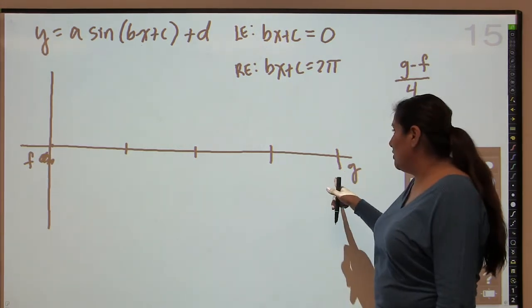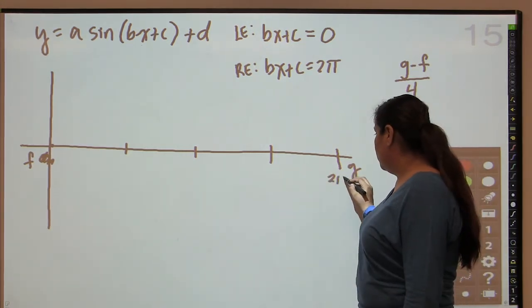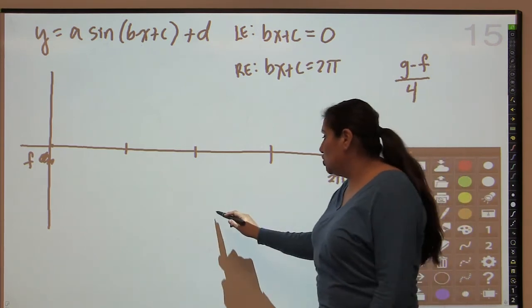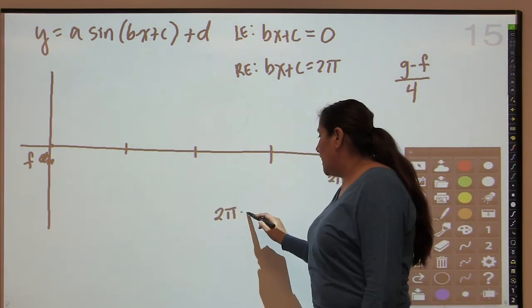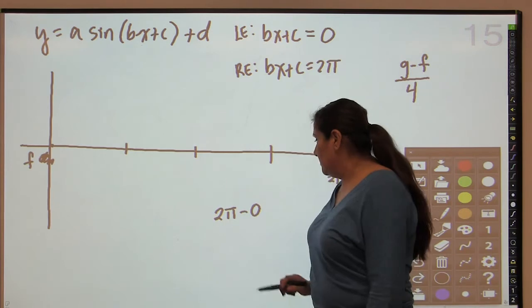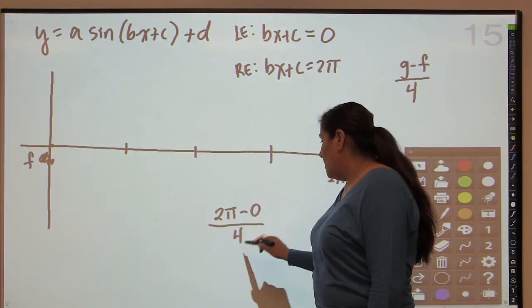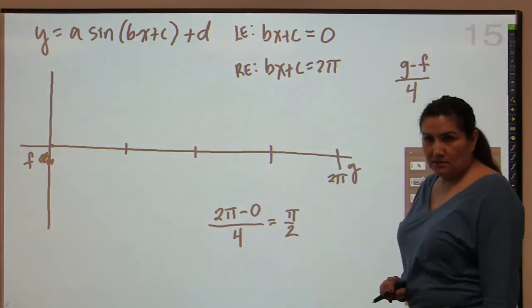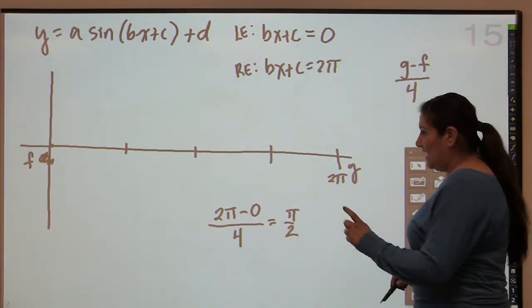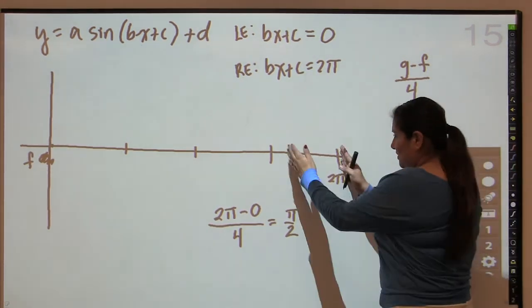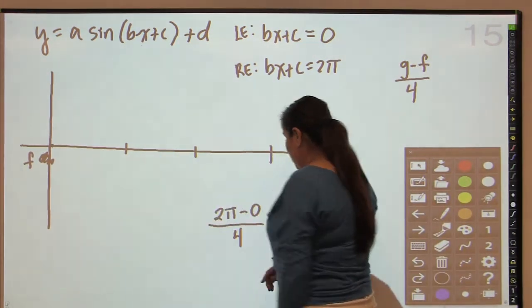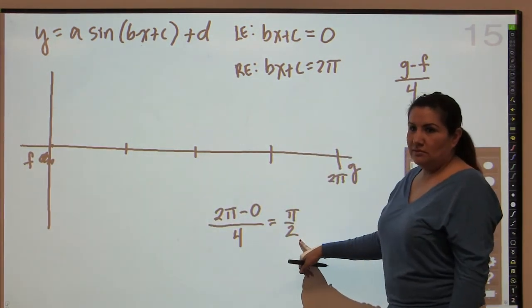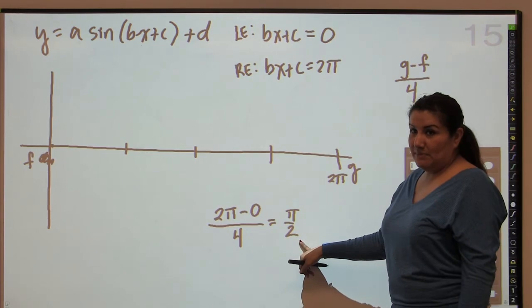So in this case, we know that it's 0 to 2 pi, right? So if I took 2 pi, subtracted 0, because that's what F is, and divided it by 4, I would get pi over 2. Correct? That means that each increment, each section, is pi over 2. Right? Yeah. That's what it means.